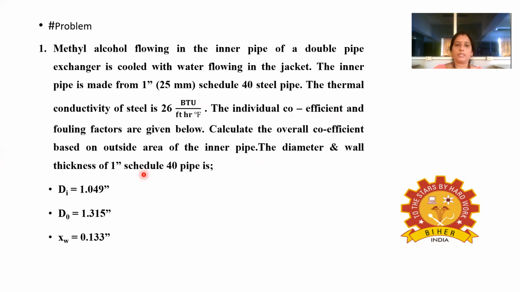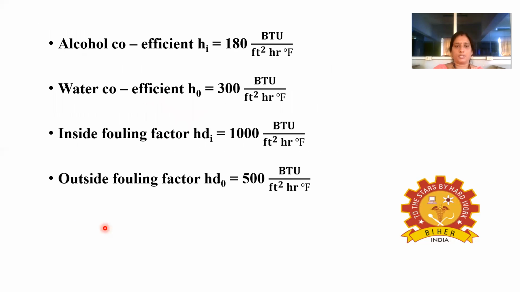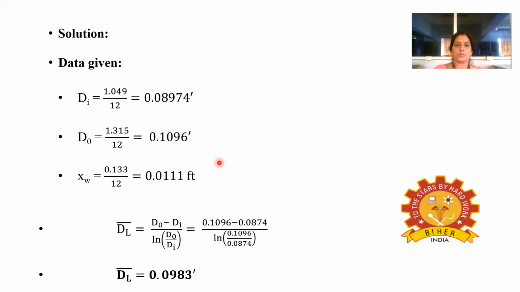The diameter and wall thickness of the 1 inch schedule 40 pipe are given. The inner diameter is 1.049 inch, d naught is 1.315 inch, xw is 0.133 inch. Here we can directly use the formula, and the heat transfer coefficients hi and h naught are given, and the fouling factors hdi and hd naught are also given. First, the diameter is given in inches, so we have to convert it into feet by dividing by 12. And we have to find out dl bar, because in the formula we have dl bar.